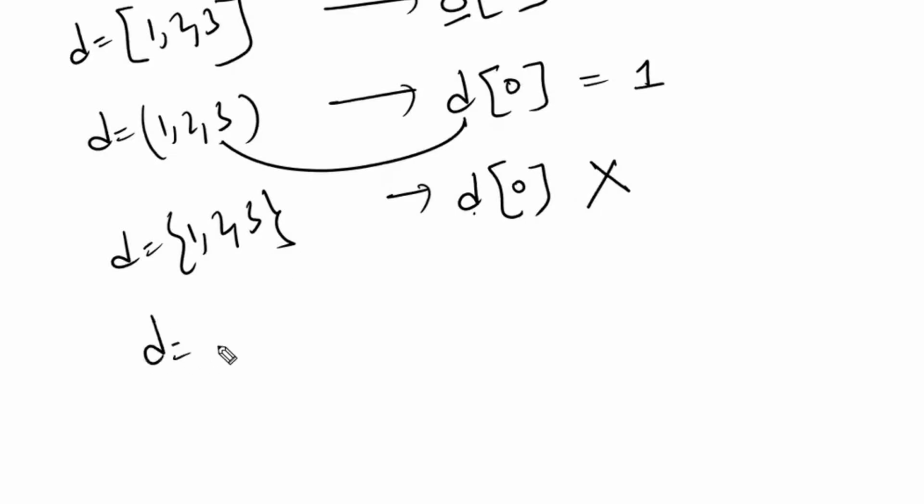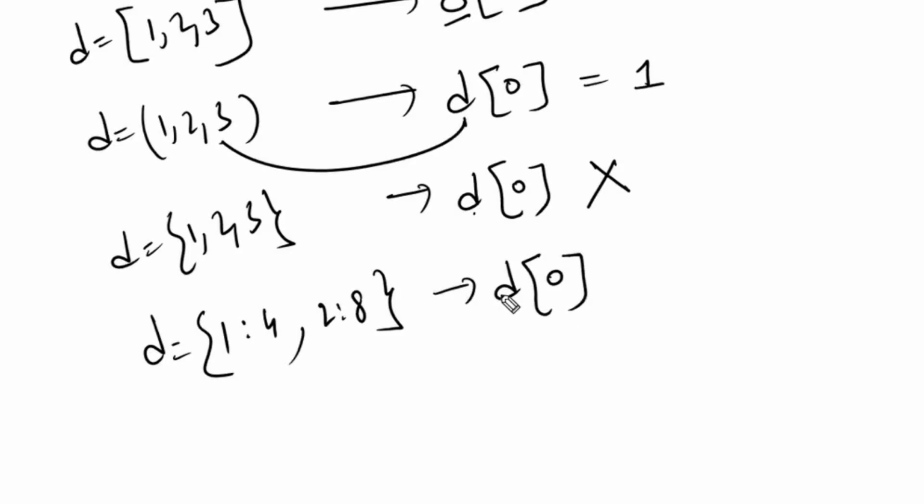Similarly, D is equal to {1: 4, 2: 8}. You have written like this. D of 0 means first D will be taken. D is a dictionary. For a dictionary, 0 means it will consider whether any key name 0 is there or not. If the key name 0 is available, it will print. Otherwise, it will throw an error. In this case, it is an error because key name 0 is not there.